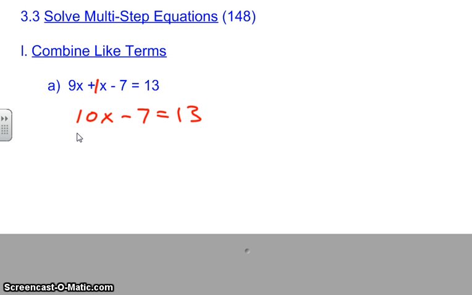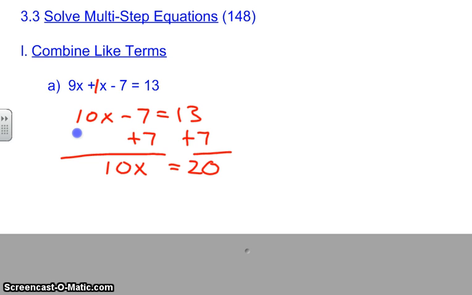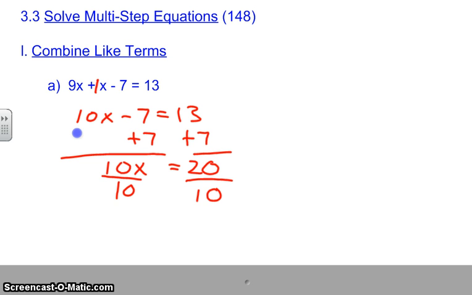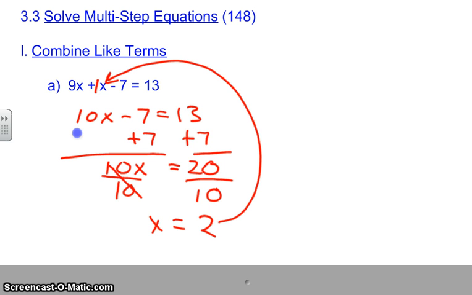So the next operation to undo is the minus 7, add 7 to both sides, 10x equals 20, and the final inverse operation is division, right? The division property of equality. And we have 1x equals 2. Don't forget, we can plug it in, right? We can plug it into both places, right? 9 times 2 is 18, and plus 2 is 20. 20 minus 7 is 13.